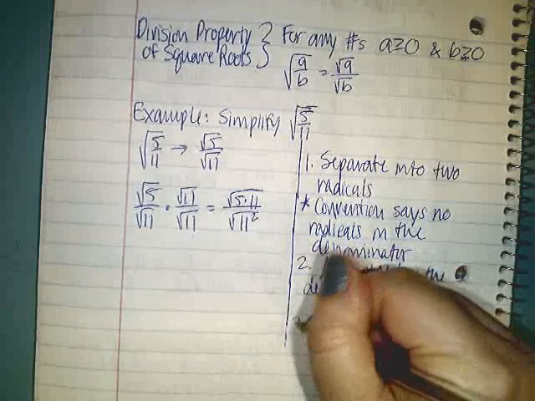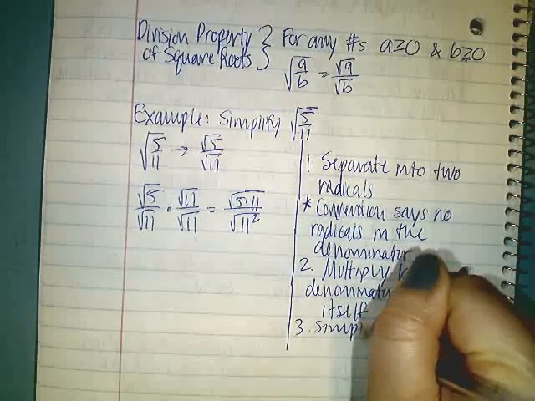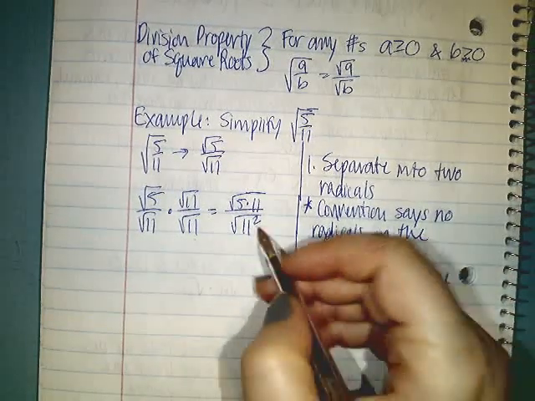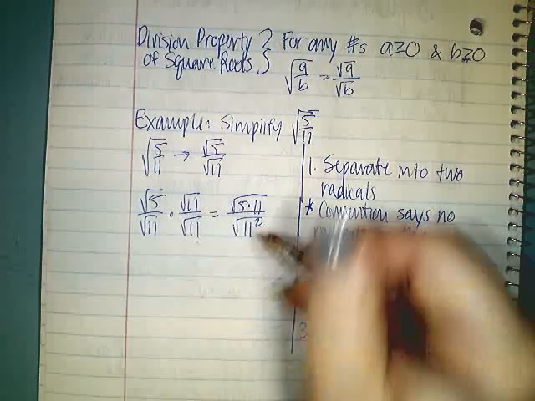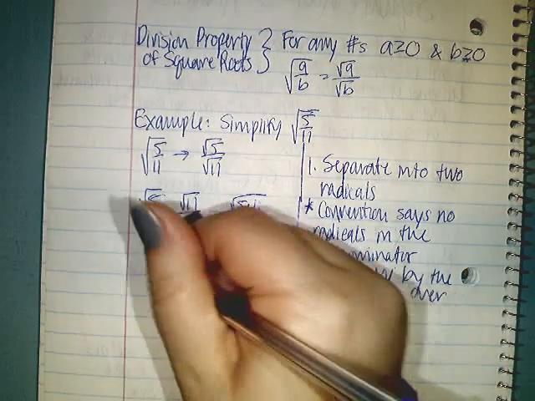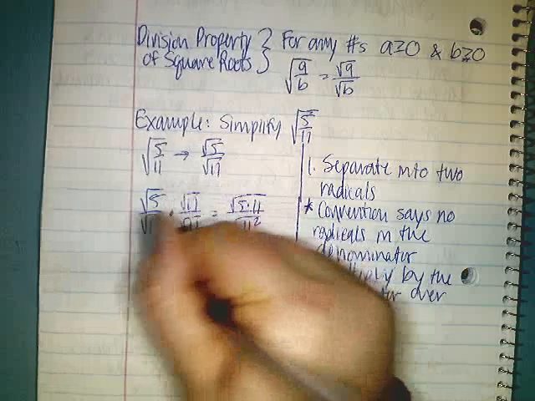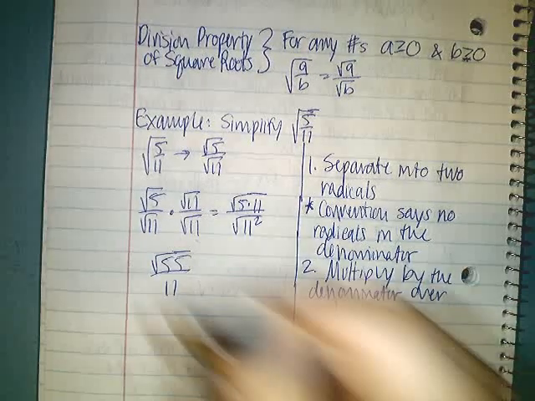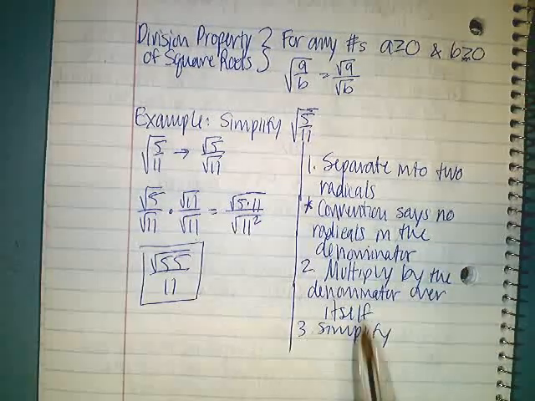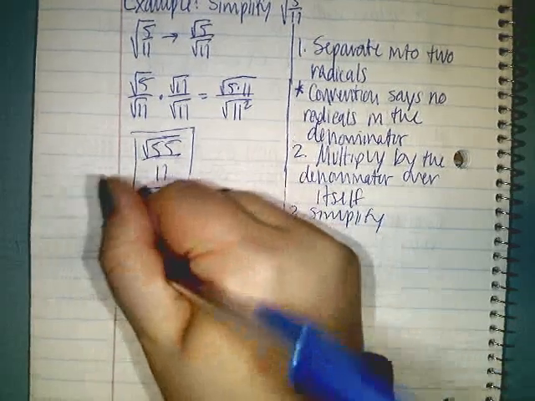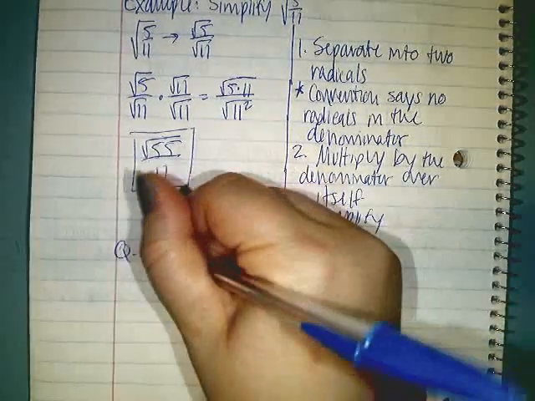So step 3 is going to be to simplify. So then the square root of 11 squared, the square root and the square just cancel each other, and I get the square root of 55 over 11, and that is my final answer. So that gets the denominator clear, and I'm all set. So we're going to do a couple quick checks to make sure that's clear, and then we'll be done.